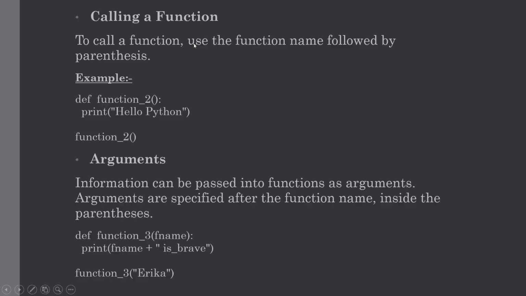Our next topic is how to call a function. For calling the function we have to use the function name followed by the parenthesis. As you can see in this example, we have defined the function named function2, which is printing the hello Python string. For calling the function we just have to use the function name and the parenthesis. Let me show you how to call a function.